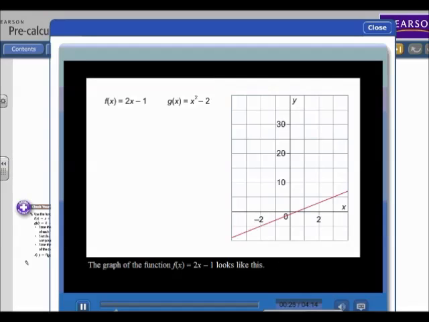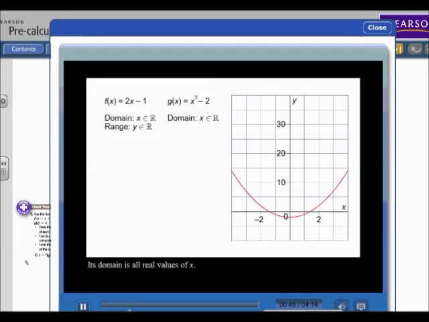The graph of the function f at x equals 2x minus 1 looks like this. Its domain is all real values of x. Its range is all real values of y. The graph of the function g at x equals x squared minus 2 looks like this. Its domain is all real values of x. Its range is all real values of y greater than or equal to -2.